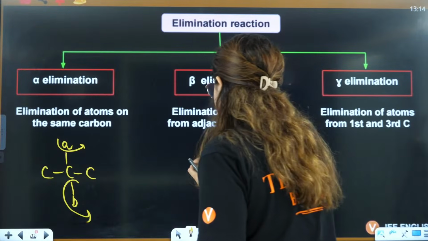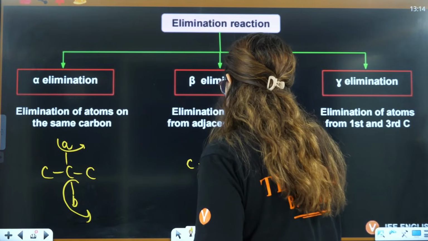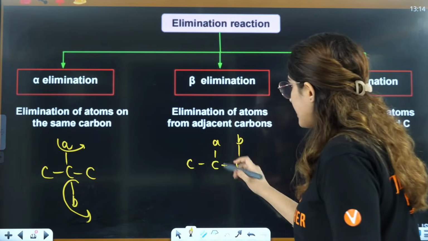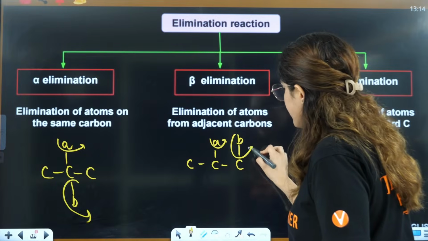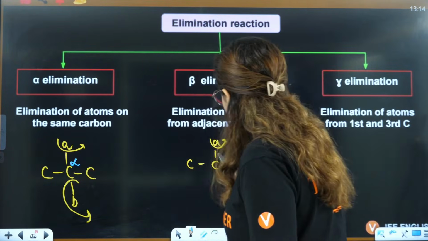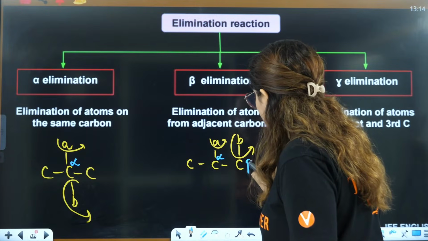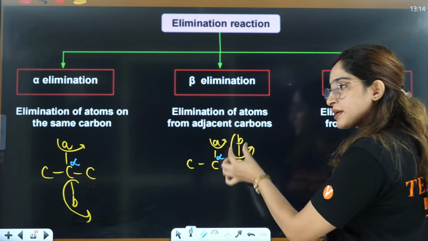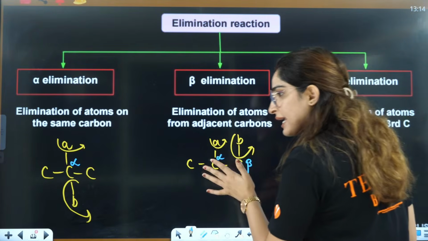Beta elimination is when they are adjacent, when they are next to each other. So let's say this is A and this is B. Let's say A is eliminated, here B is eliminated. So this is the alpha carbon, here this is alpha and this will be the beta carbon. So it will be beta elimination when it is happening on adjacent positions.